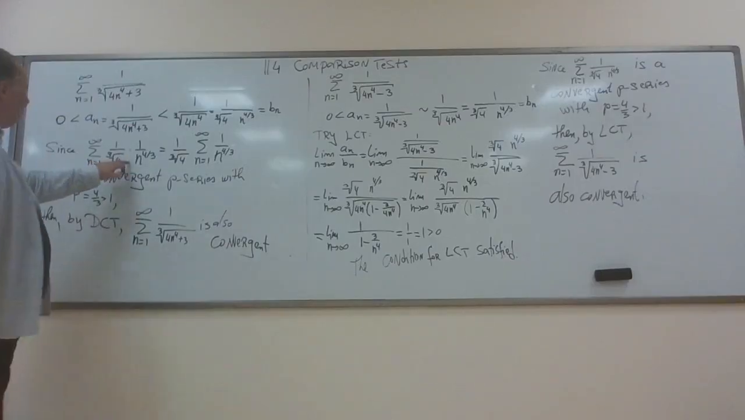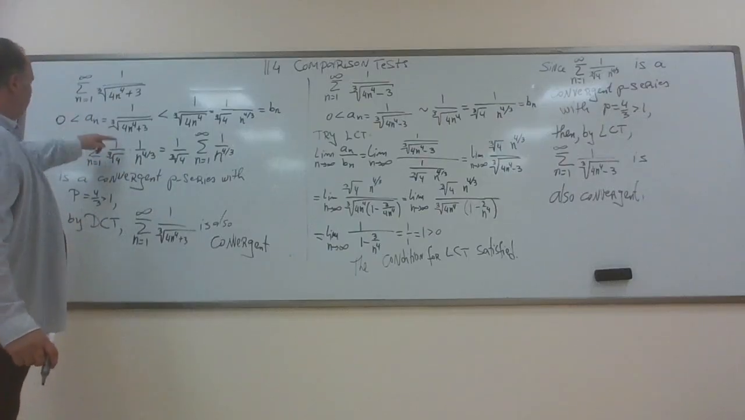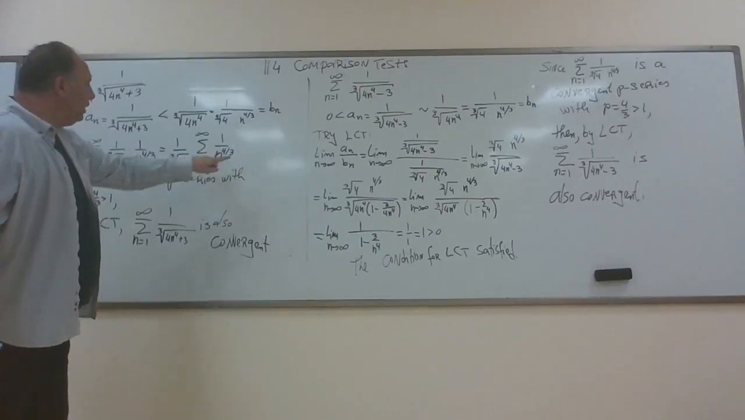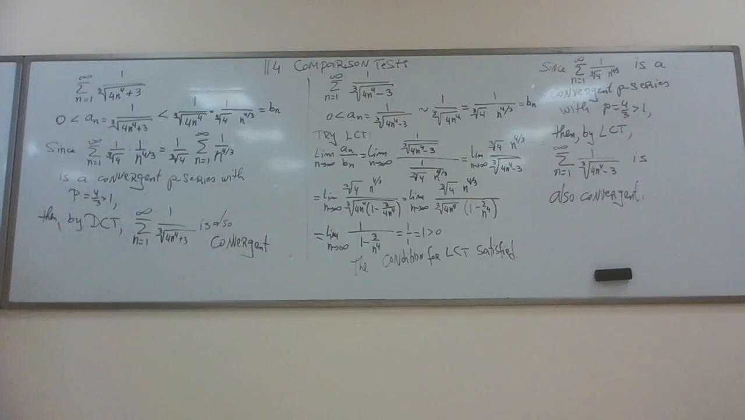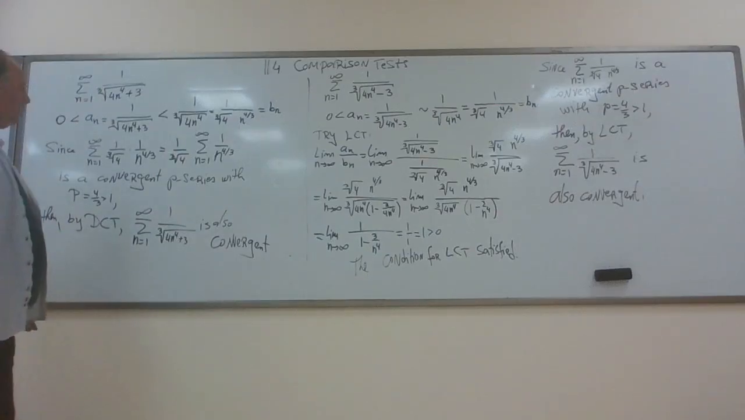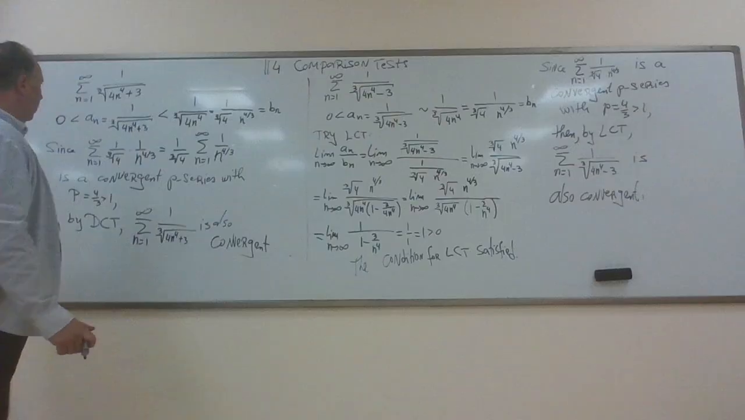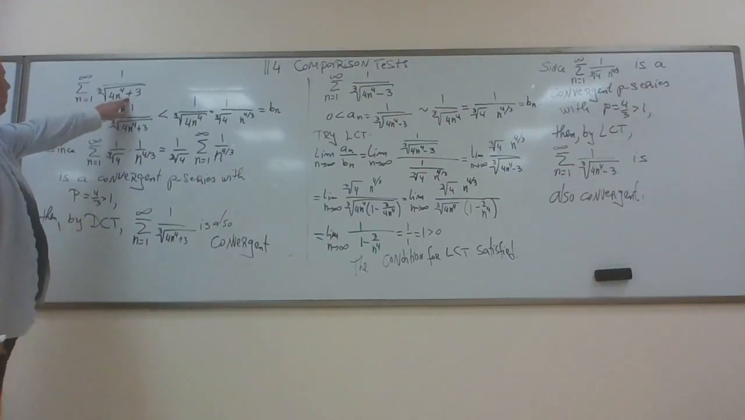So since this series here, this is a number, right? The constant, we can take it outside. This series here is a p series, and p is 4 over 3. 4 over 3 is bigger than 1. So by direct comparison test, this series is convergent because our p series is convergent. So that was easy because of the plus here.